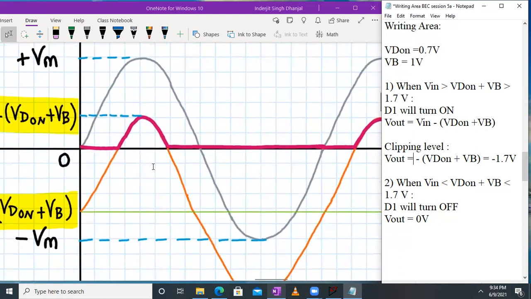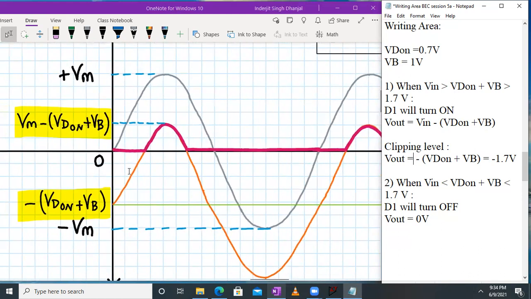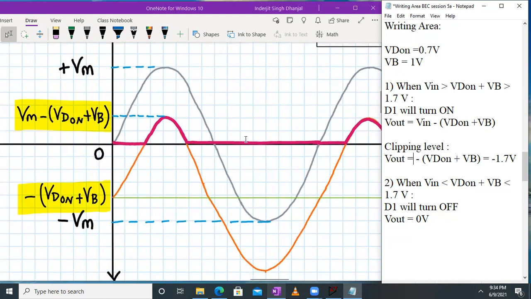So the diode will turn on when V in is greater than VD on plus VB. Let's say this level is my 0 level for the gray color input waveform, but for the orange color waveform, this is my 0 level. If I add VD on plus VB, that means I'm over here on the x-axis. So for anything above the x-axis for the orange color graph, the tracking level will be covered. The output will track the input.